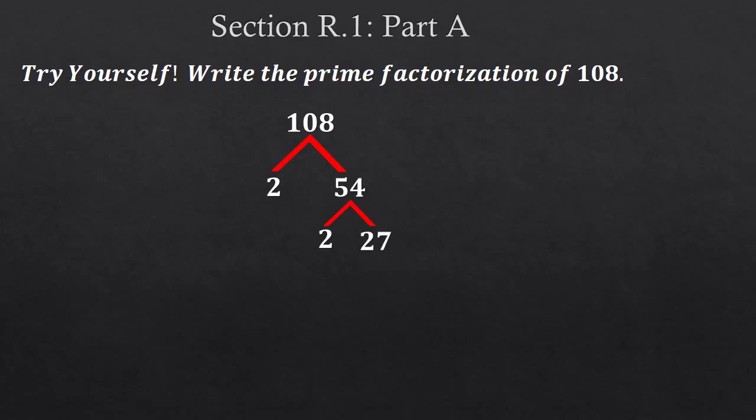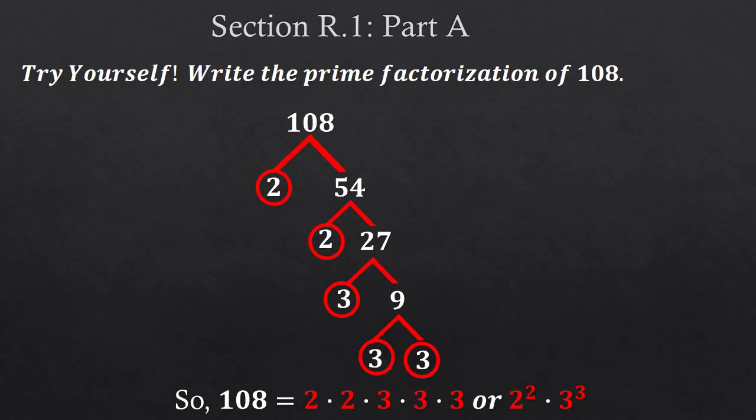27 is an odd number, therefore we'll try dividing it by 3. And 3 goes into 27 9 times, and we know that 9 is actually just 3 times 3. So therefore, the prime factorization of 108 is 2 times 2 times 3 times 3 times 3. Or, for shorthand, 2 to the second power times 3 to the third power.